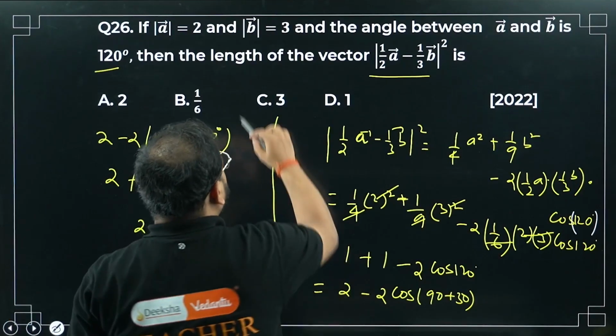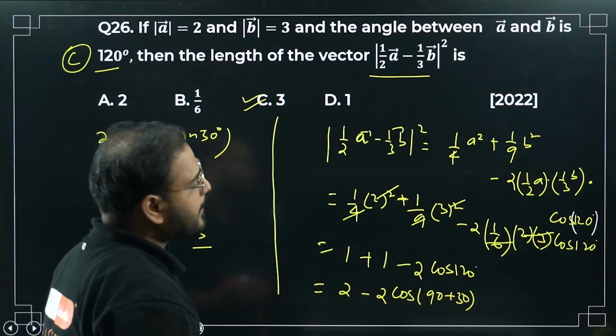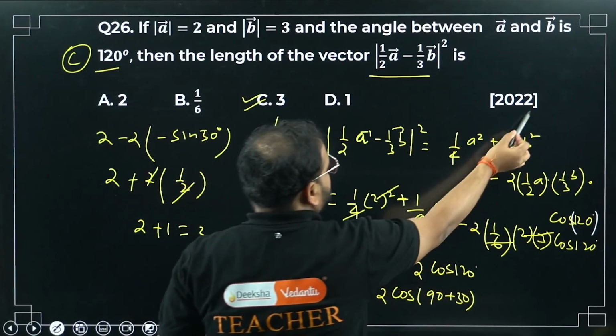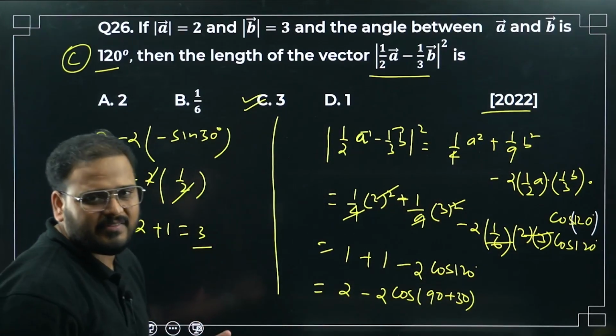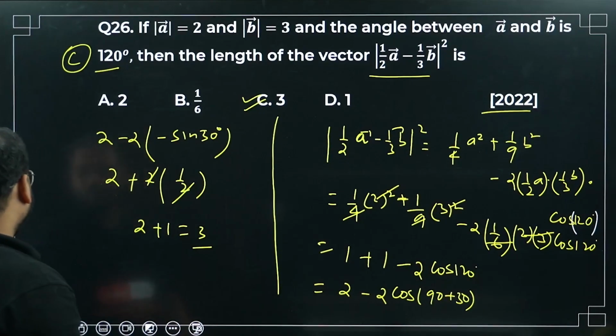Option number C. Asked in 2022. Good question, but not very difficult. They can ask it, but you can answer it in 1 minute. No problem. Okay, moving on to the next question.